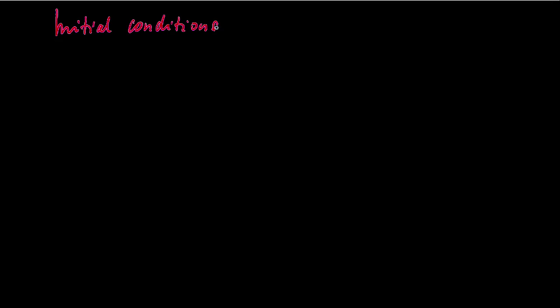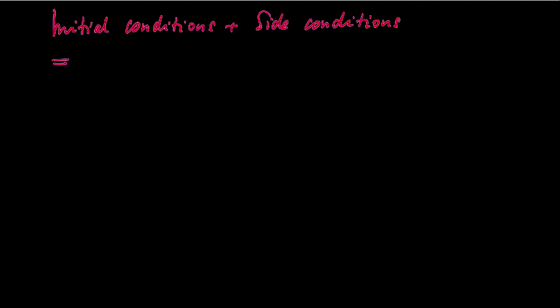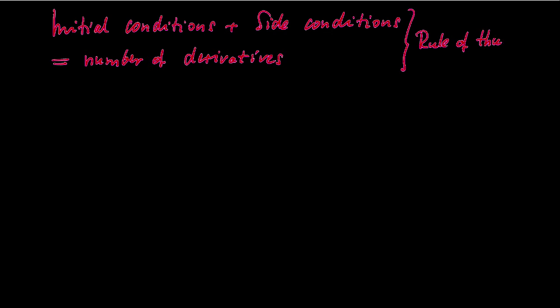Each PDE needs side conditions, and these side conditions have different types. They can be initial conditions or they can be boundary conditions. And we had a rule of thumb which says that the number of side conditions equals the number of derivatives. So if you have two time derivatives, you have two initial conditions.